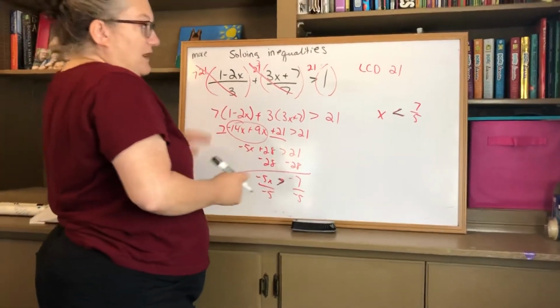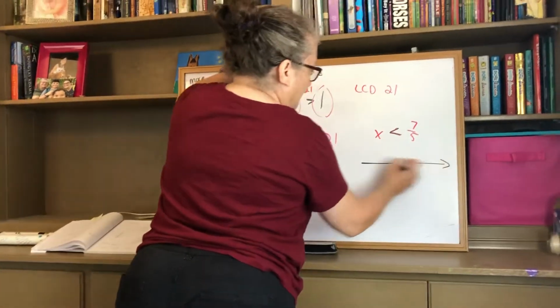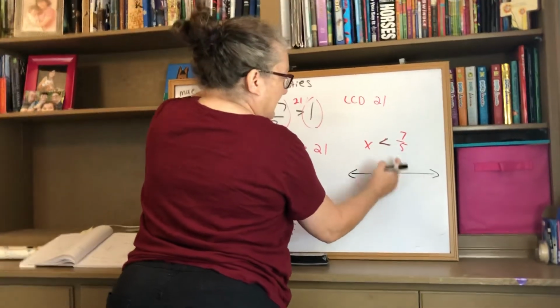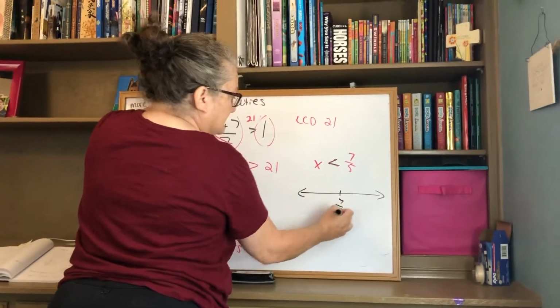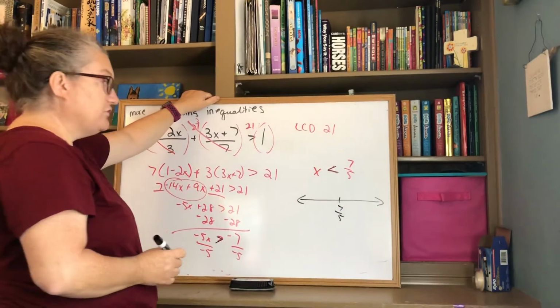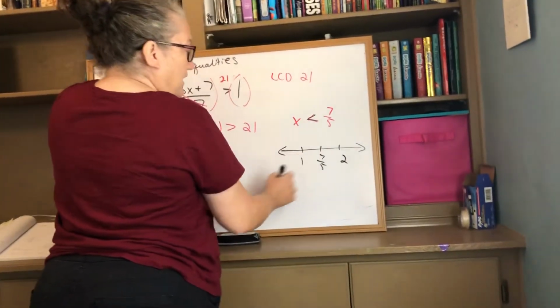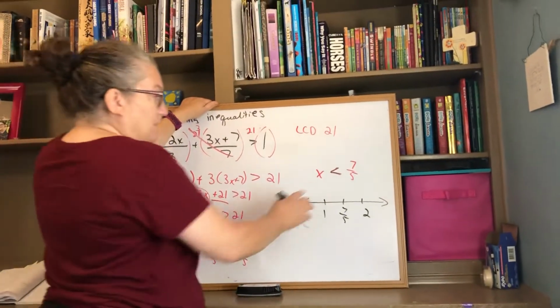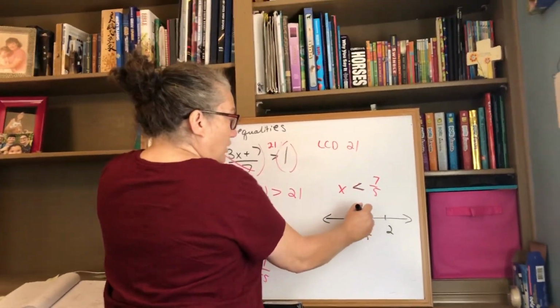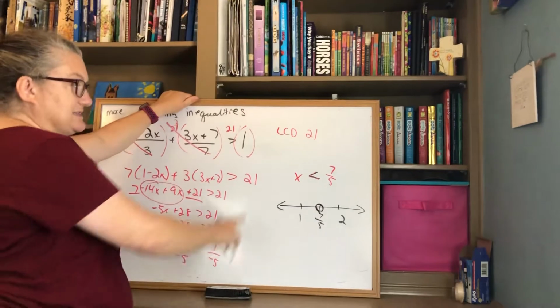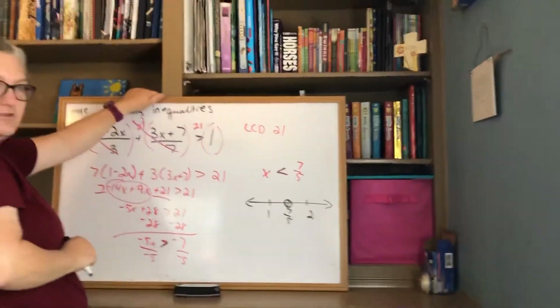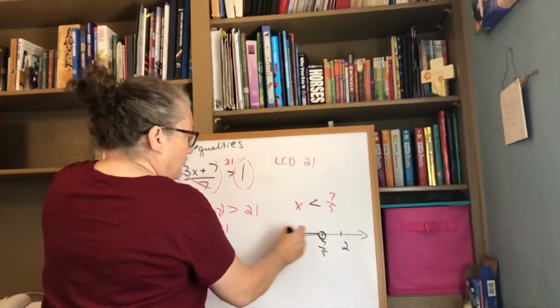So now I need to graph this. I got my number line. I got 7/5, which is the same thing as 1 2/5. So this could be 2 and this could be 1. This is a less than symbol, so I use an open circle, and since x is on the left side, I can follow the direction of the inequality and graph this way.